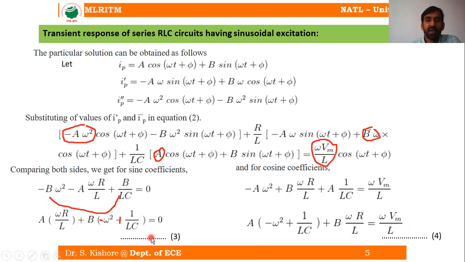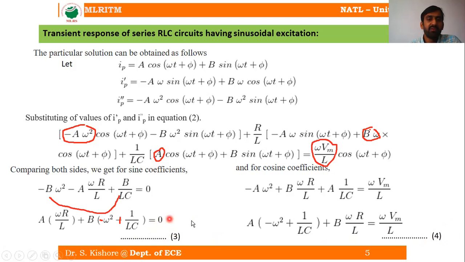Say for example, if you have A plus B is equal to 4 and A minus B is equal to 3, whether you can solve for A and B values? Yes, you can easily solve for A and B values. So now let us solve for A and B values in our expressions. So one is the equation number 3 and the other one is the equation number 4. So let us solve this equation number 3 and 4.